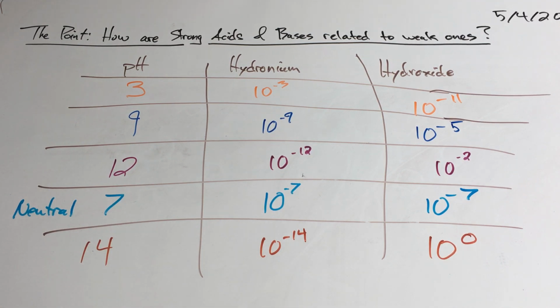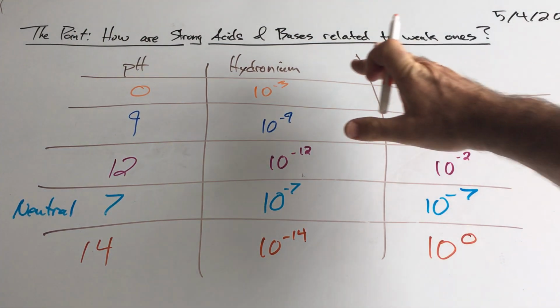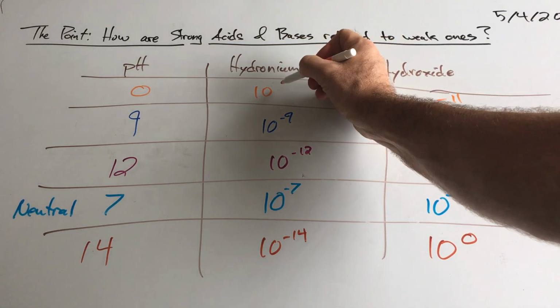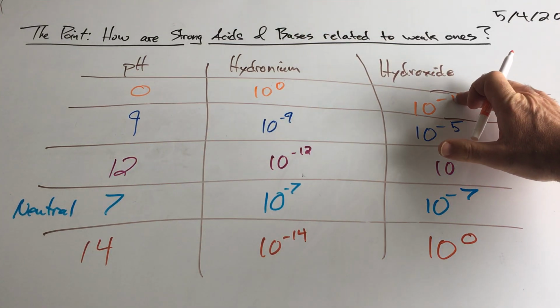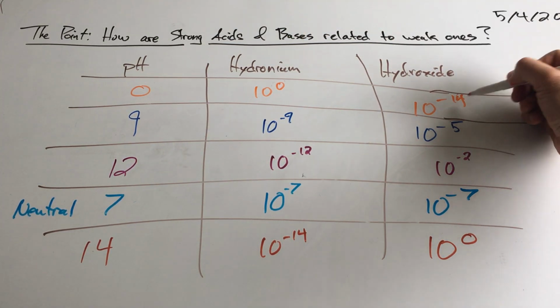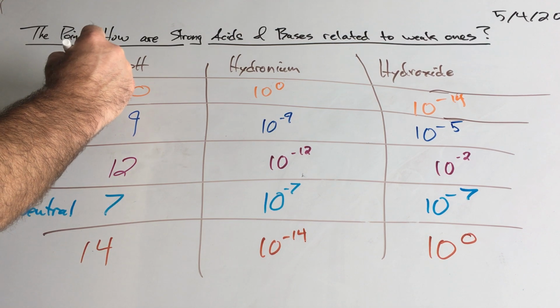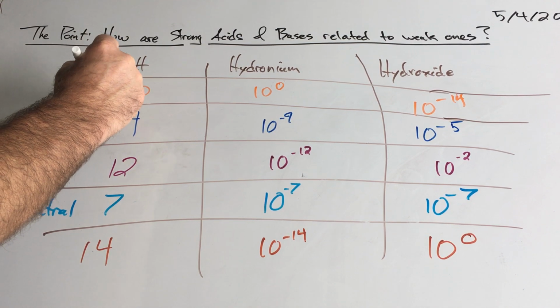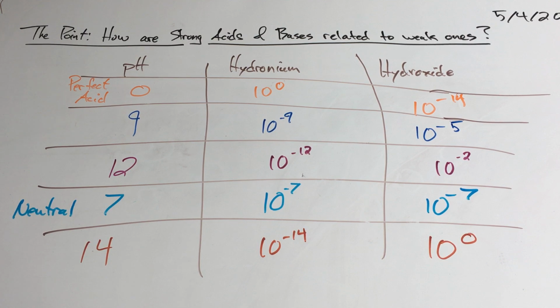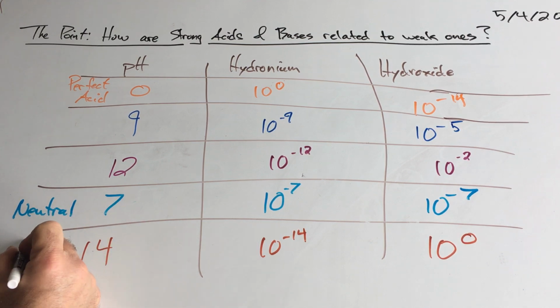So what does this mean? Well, let's change one of these and talk about the strong. Instead of 3, I'm going to put 0. And so that'd be 10 to the negative 0. Oh wait, there's no such thing as negative 0. So it's just 10 to the 0. And then this becomes 10 to the negative 14. Okay, so this is what we call a perfect acid. And this down here is what we call a perfect base.